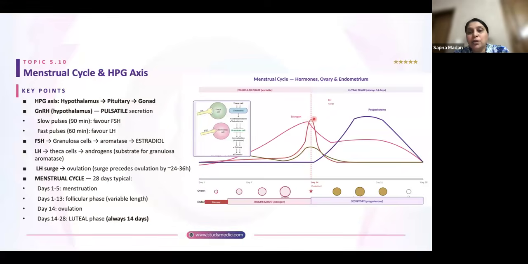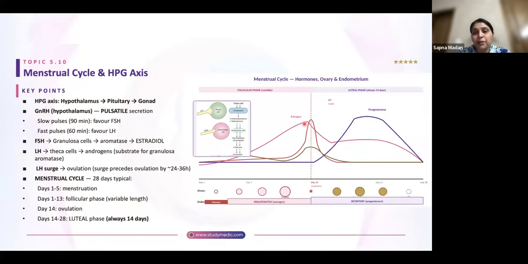Okay, so that is around 12 to 16 hours. Various books vary in their durations. So LH peak will be 12 to 16 hours prior to ovulation. So LH surge is 24 to 36 hours. LH peak is at the peak of the surge.